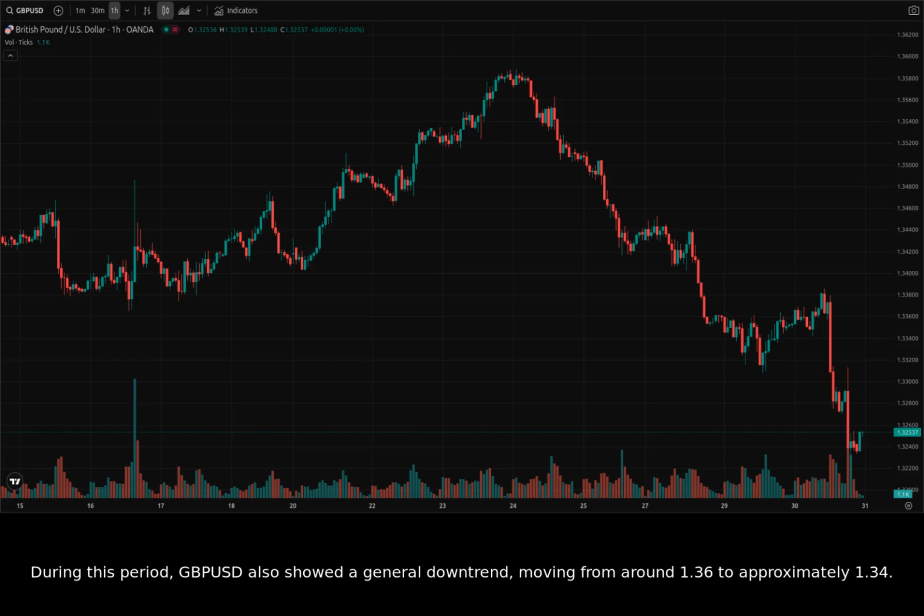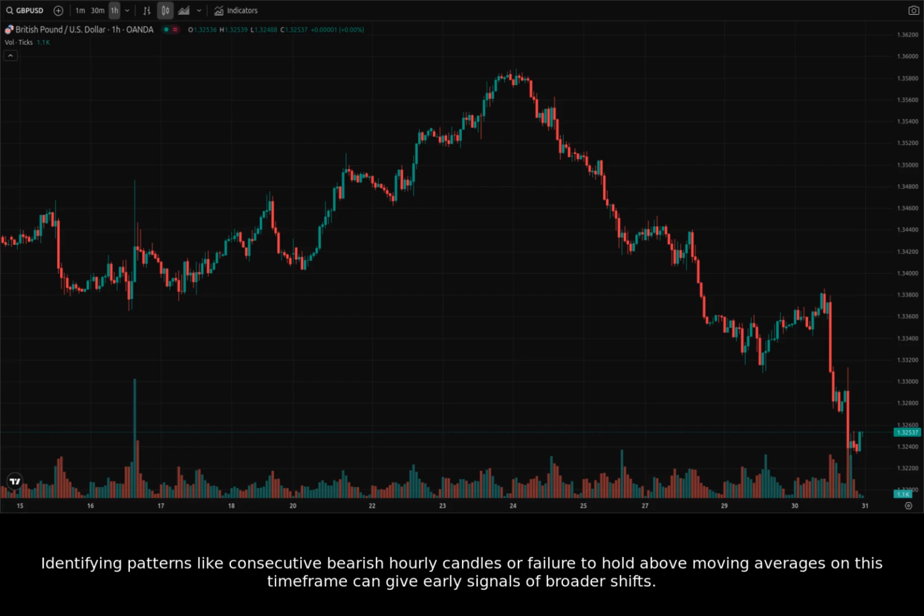During this period, GBPUSD also showed a general downtrend, moving from around 1.36 to approximately 1.34. This demonstrates that, even in mid-July, prior to the most recent sharp drops, intraday weakness was present. Identifying patterns like consecutive bearish hourly candles or failure to hold above moving averages on this time frame can give early signals of broader shifts.